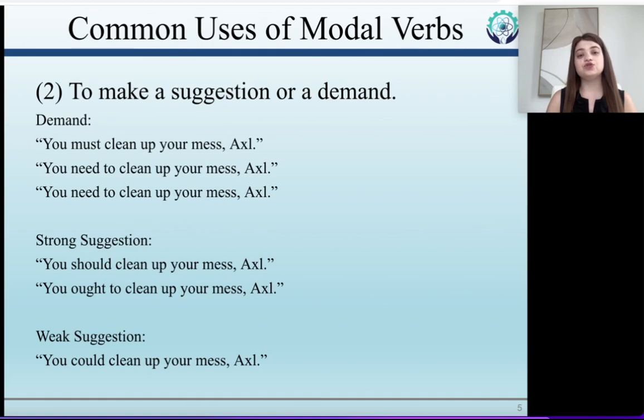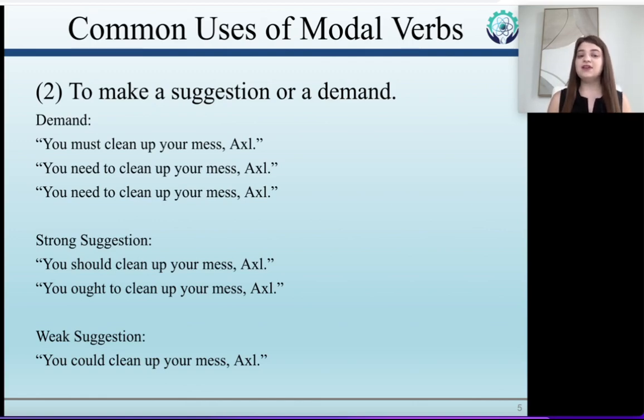Now, let's say we want to strongly suggest someone do something, but maybe they're not our child, so we don't feel right about giving a strong demand like this, right? It might not be appropriate in all cases to demand that people do things, right? That might be too bossy of us in some cases, right? So we could make a strong suggestion for Axel to clean up his mess in a different case. We might say, you should clean up your mess, Axel, or you ought to clean up your mess, Axel. In this case, we're not demanding him to do it, but we are strongly suggesting that he needs to do it and pushing him in that direction, right? We're not telling him he has to exactly, but we're still kind of coercing him to make him think that that's something that he ought to do, right?